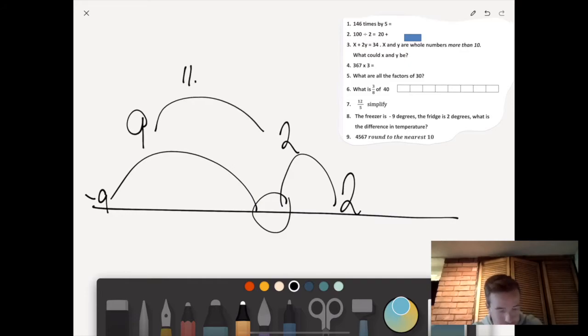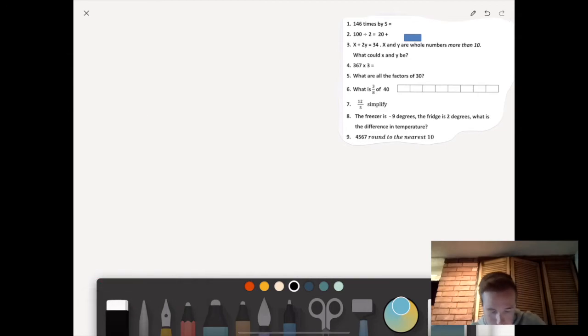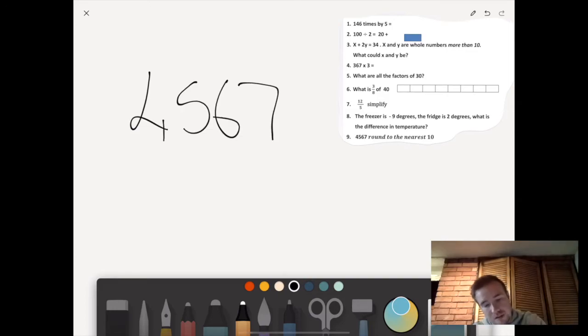And then finally, 4, 5, 6, 7, rounded to the nearest 10. That's the tens column there. So you're going to look at this column here. It rounds up because it's 7, so that becomes a 7 as well. So you've got 4, 5, 7, 0.